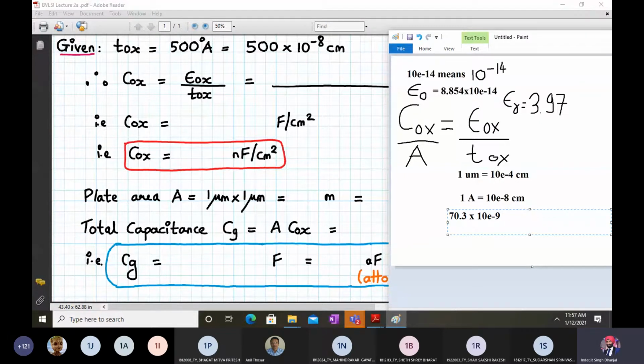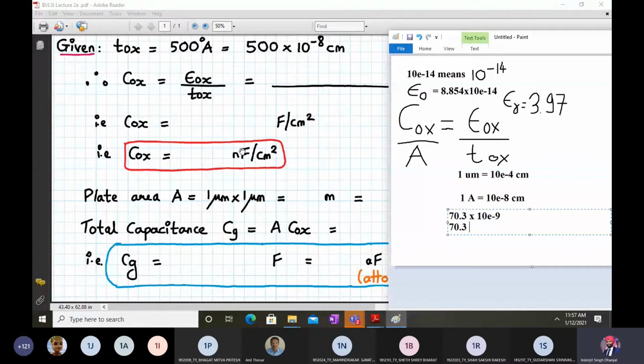Now, we can also write this as follows. 70.3, you know 10 raised to minus 9 is also called nano. So you can write 70.3 nanofarad per centimeter square. Okay, so that's the unit. COX, the correct answer is 70.3 nanofarad per centimeter square. Now remember the unit. As soon as you see COX, you write nanofarad per centimeter square.